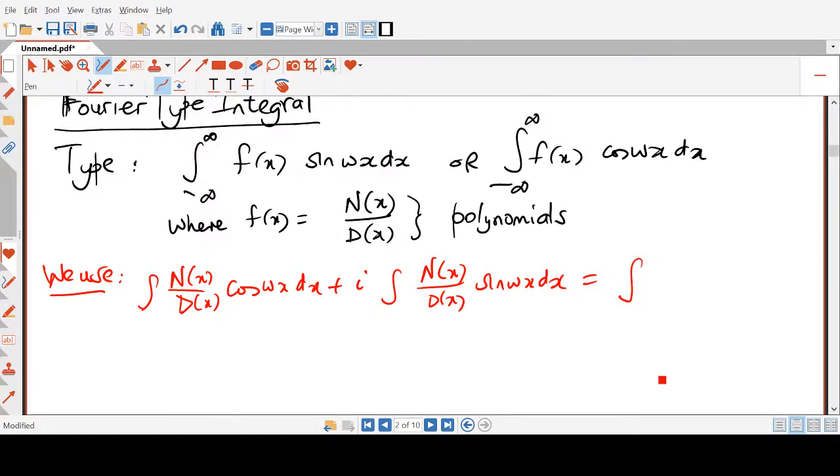This is the same as the integral of e to the i omega x times n of x over d of x, dx, from minus infinity to plus infinity everywhere. So if I want to work out something with the cos omega x, I work out this thing first: e to the i omega x times this.